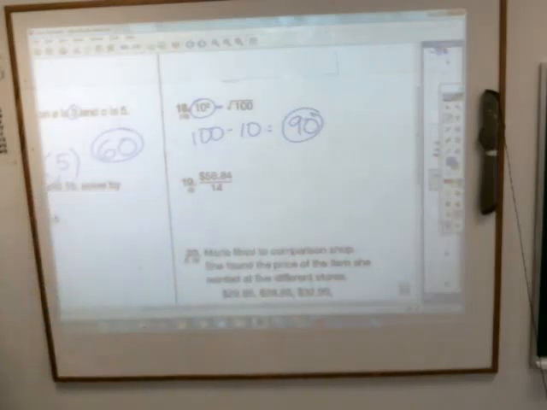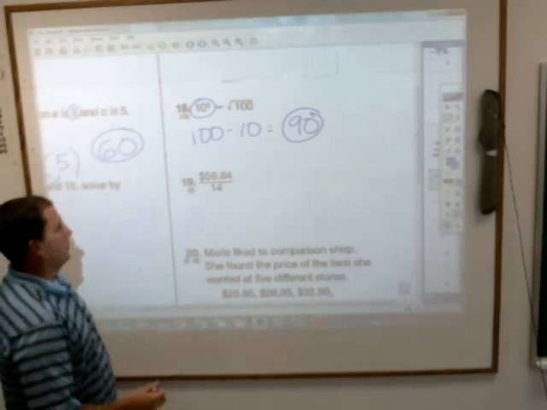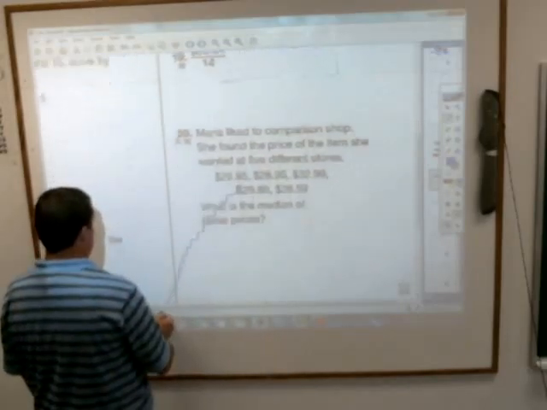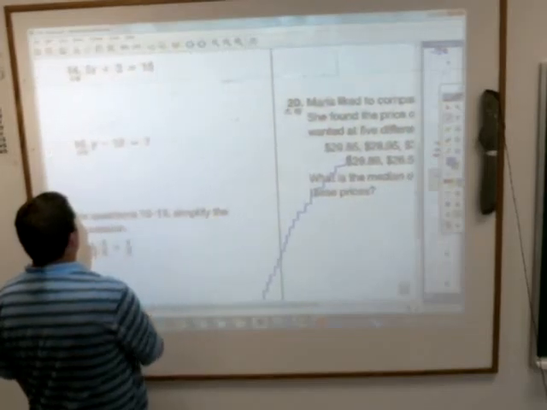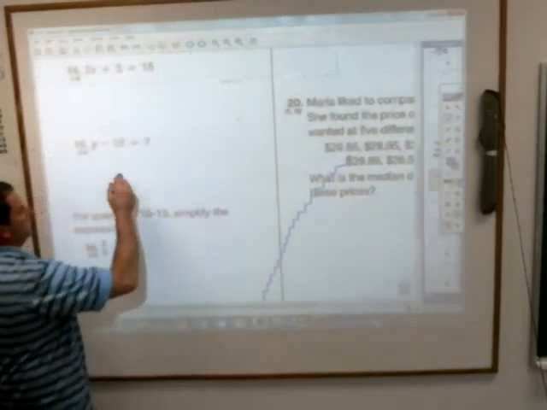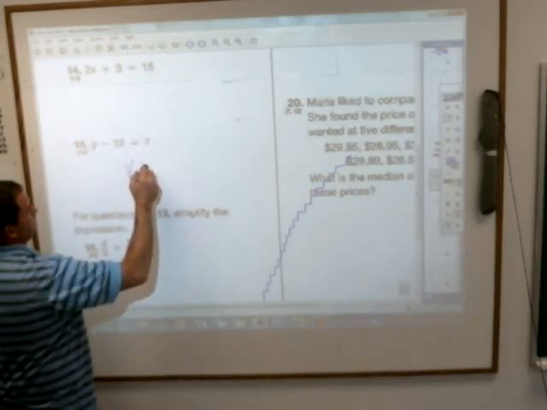Just like that. Ashley. Number 15. Is that y minus 12 equals 7? Yes.